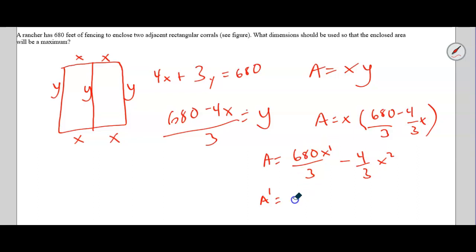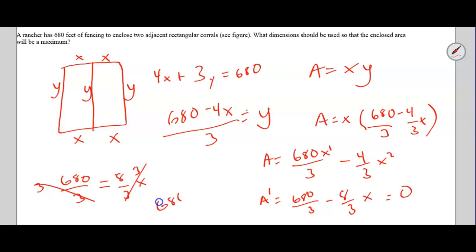This is 1 times 680, which is 680. And right here, 2 times a negative 4 is going to be a negative 8 over 3 x. And now we still set this equal to 0. Add 8 thirds x, and now multiply by 3 on both sides. 680 equals 8x. 680 divided by 8 is going to give you 85. So divide by 8 on both sides, you get 85 equals x.